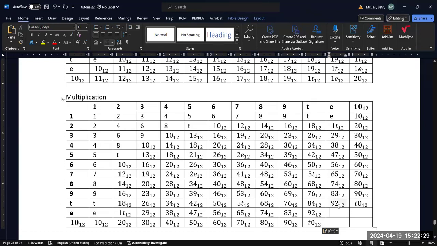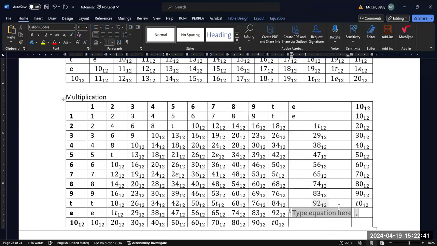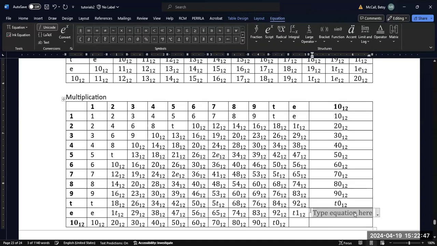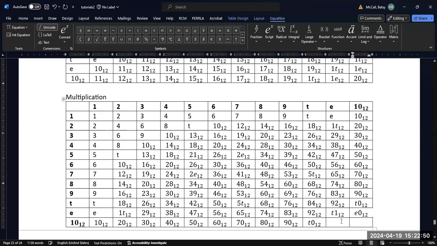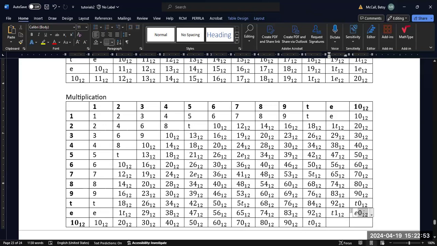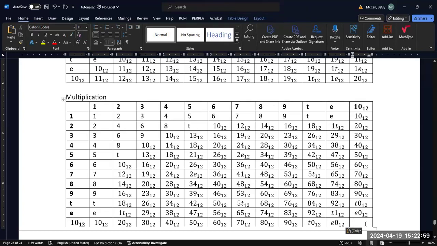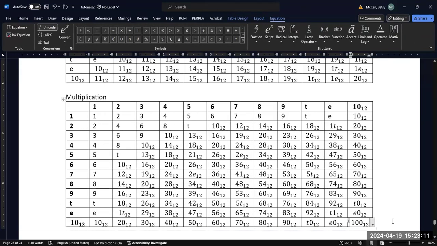Now, E times E is 11 times 11 in base 10, which is 121, which clearly divides by 12 10 times with 1 left over. So T1, base 12. And then this will be E0, base 12. And so will this one. And then 10 times 10 in base 12 is 12 squared. So it's 100 in base 12.